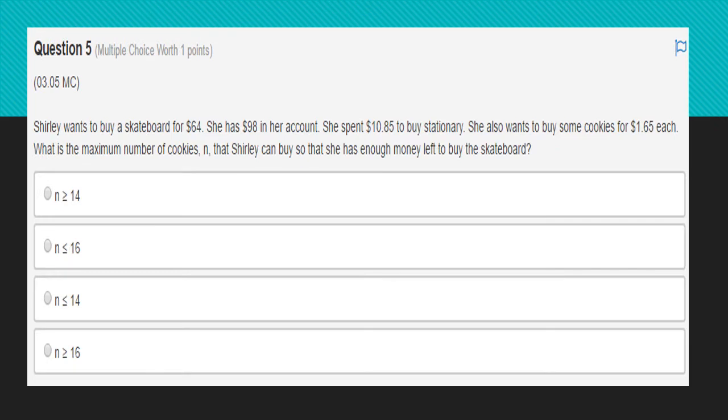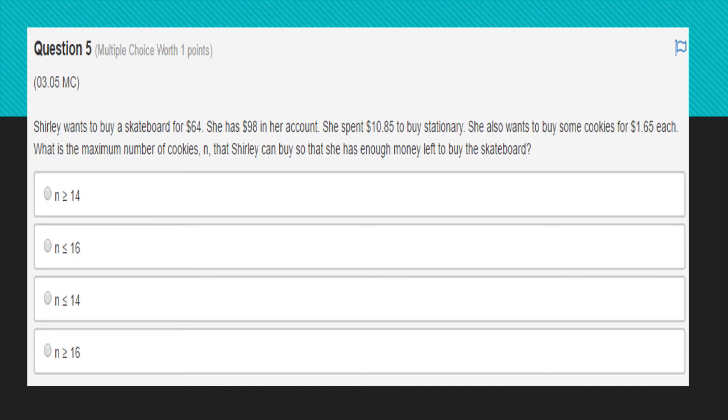Okay, in this example it says Shirley wants to buy a skateboard for $64. She has $98 in her account. She spent $10.85 to buy stationery. She also wants to buy some cookies for $1.65. What's the maximum number of cookies that Shirley can buy so that she has enough money left to buy the skateboard? So let's go ahead and come up with an inequality that would work here.